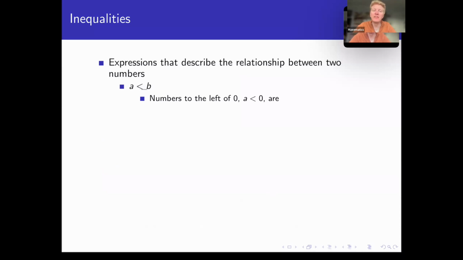So we would use this notation to say that this number is smaller than this number or to the left of this number, right? This inequality points to the left. A is to the left of B. Well, numbers to the left of 0 or numbers that are less than 0, we say are negative.